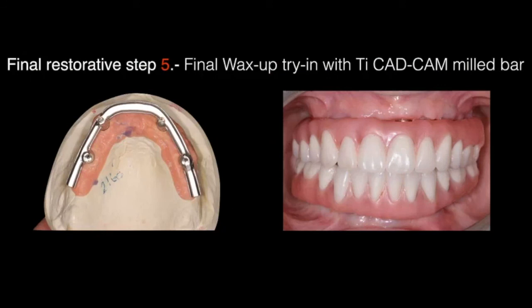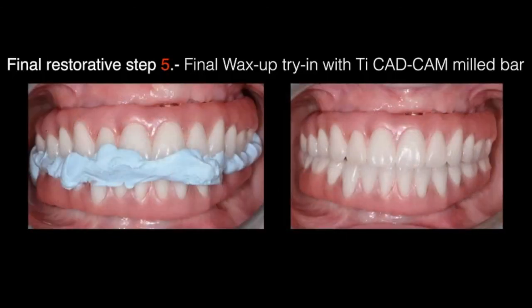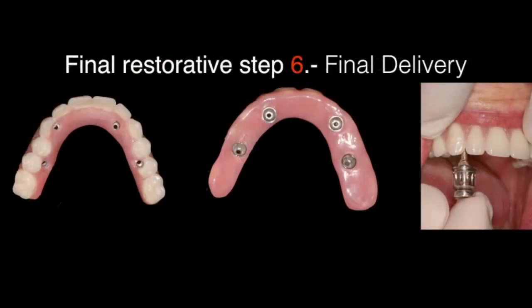They're going to send you back another final wax-up try-in with this titanium bar in place. You're going to try it in. If there are some modifications, you do those modifications, and you send it back for processing. Finally, the final step after the milling of this is going to be the final delivery. So it takes about 5 weeks total to get to this point.